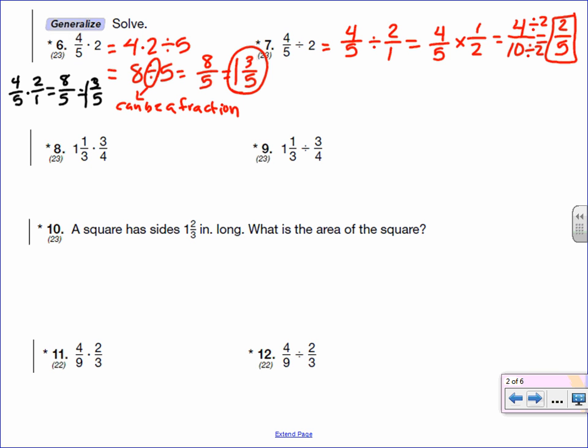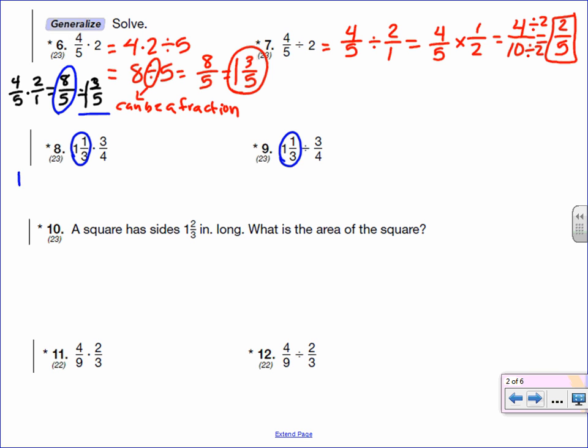1 1/3 times 3/4. And we didn't do lesson 23, but it's really similar. The only thing that you need to do first with a mixed number is turn it into an improper fraction. And an improper fraction is like what we had in number 6. 8 over 5 is an improper fraction because the numerator is bigger than the denominator. So this is a mixed number that we wrote in number 6, which is the proper way to write it. An improper fraction is what you need to do to be able to multiply it, though.